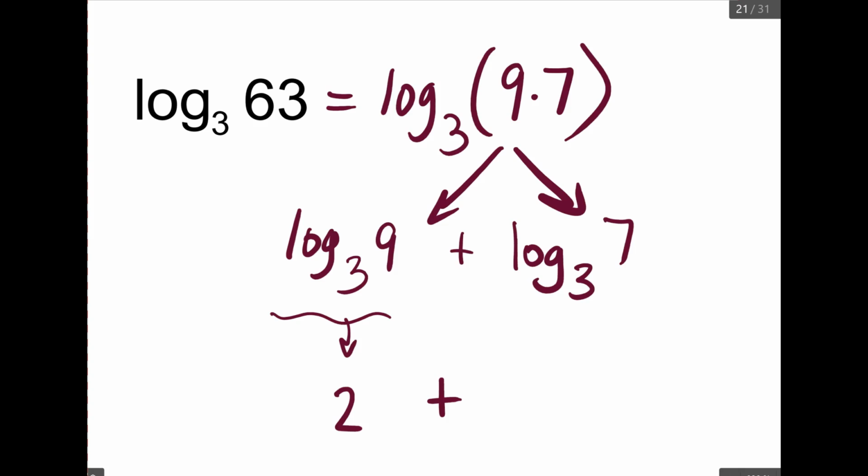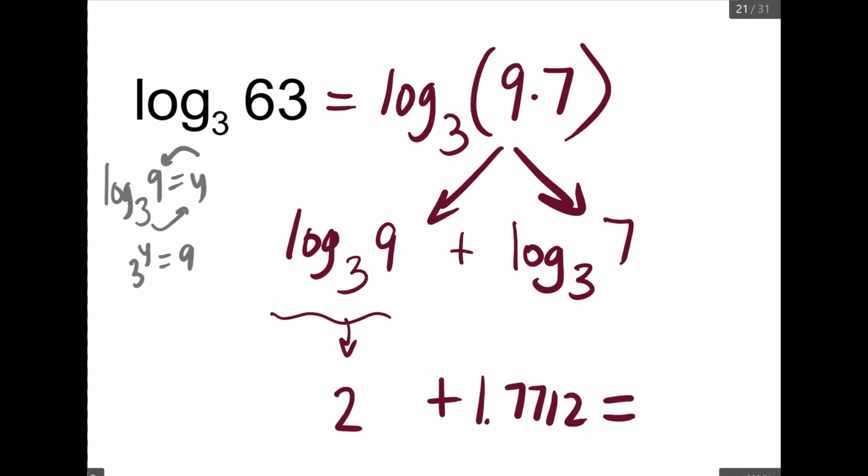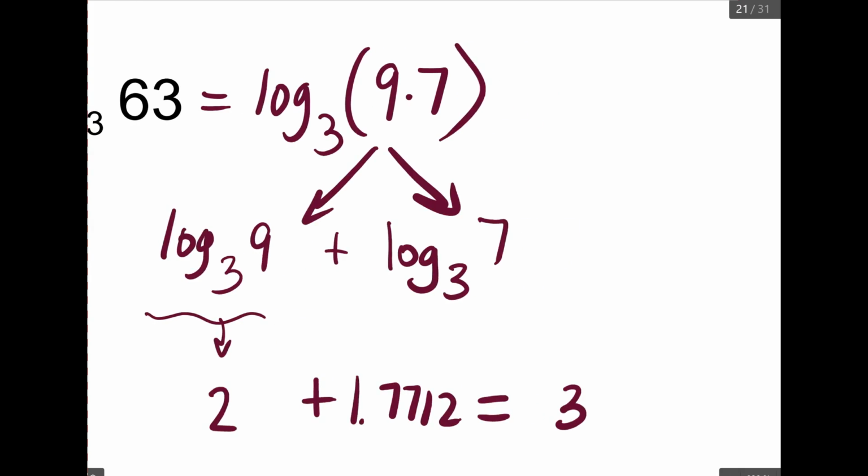And the whole reason for that is, let's see, log base 3 of 9. So 3 to the y equals 9. 3 to what power equals 9? 2. That's why it's 2. And then I know log base 3 of 7 because I gave that to you, 1.7712. So you add these together, we get a total of 3.7712.